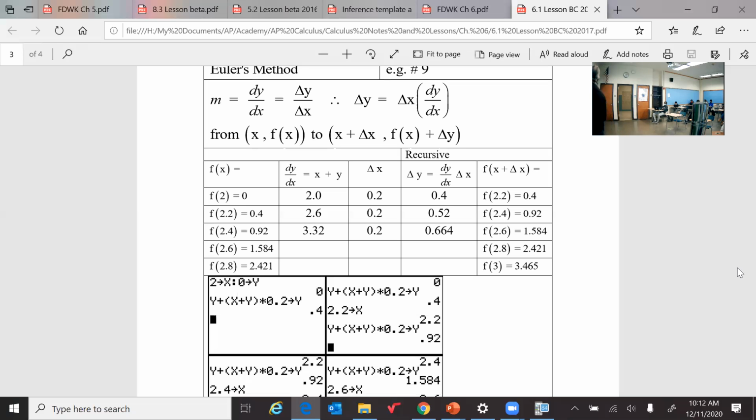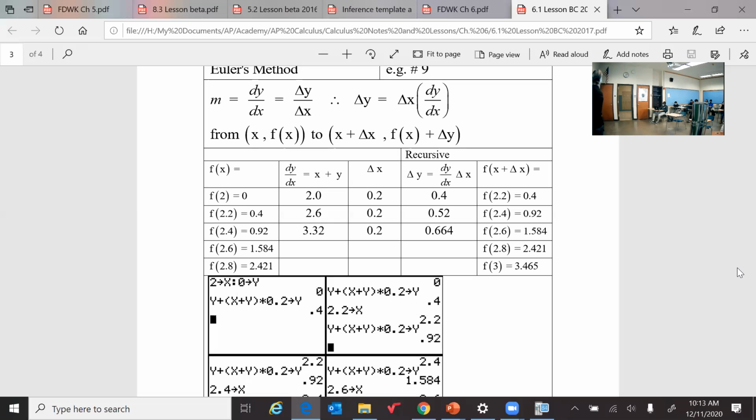Next point. You start at 2 and 2/10 as the input and 4/10 as the output. The derivative is their sum, 2 and 6/10. The change in x is 2/10. So the change in y is the product of these two columns. It's 52/100. You add the 52/100 to 4/10, and you get 92/100. The x's are going up by 2/10 every time. It's the y values that are changing irregularly.